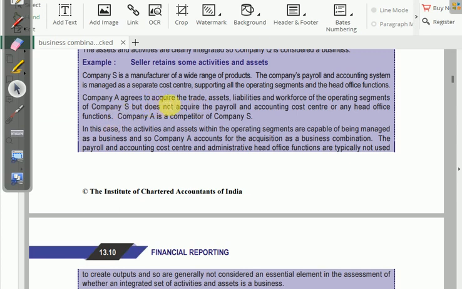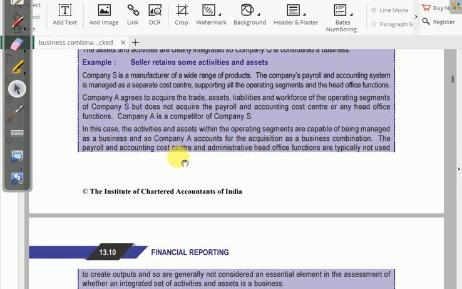Company A agrees to acquire the trade, assets, liabilities, and workforce of the operating segments of Company S. Say, Tata wants to acquire Company S, that is the Reliance company, but doesn't want to acquire the payroll and accounting cost center or head office functions. Company A, that is Tata, is the competitor of Reliance. In this case, the activities and assets within the operating segments are capable of being managed as a business, and so Company A accounts for the acquisition as a business.